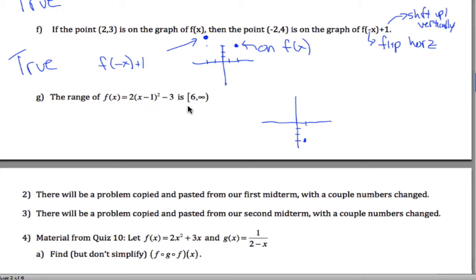In fact, the graph of this parabola looks something like, I want to be careful when I draw because I don't want to miss points that I should. Looks something like this, roughly speaking. The range of this thing from 6 to infinity, no, the range is from -3 up to infinity. So this statement is false.